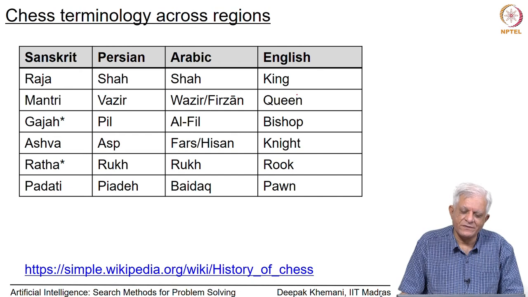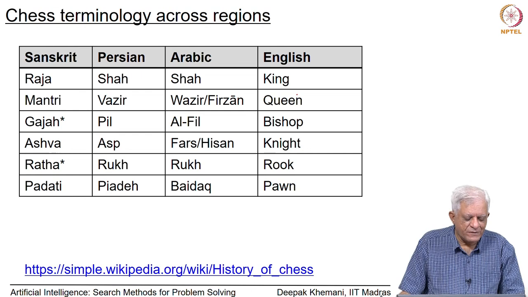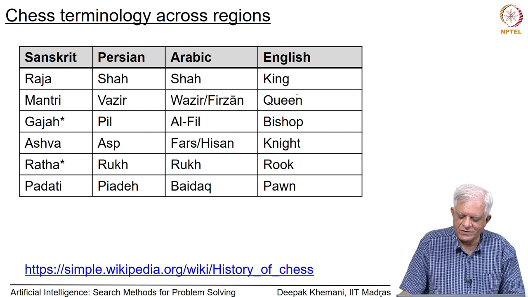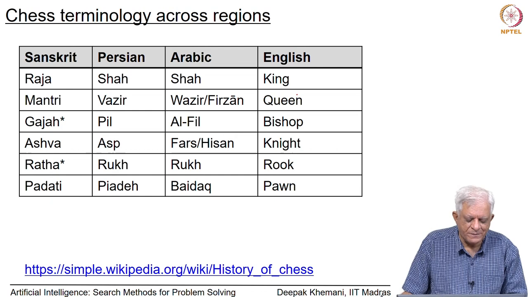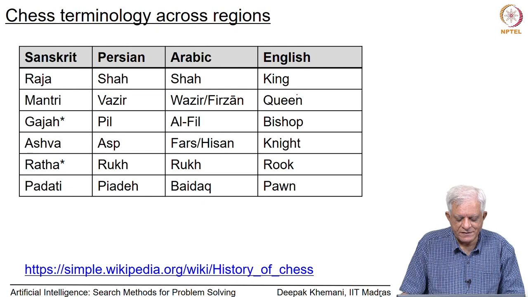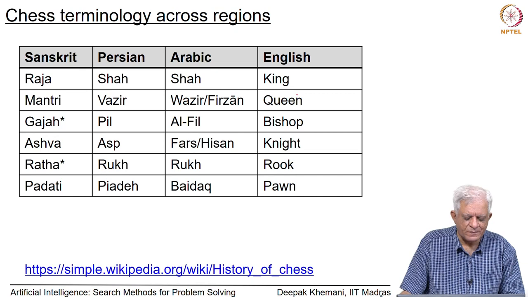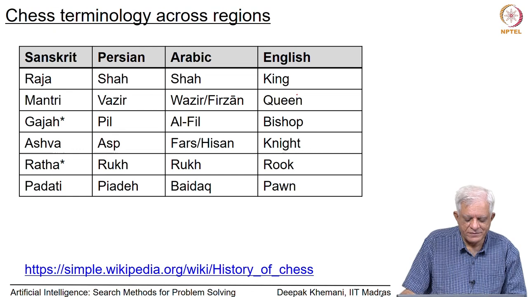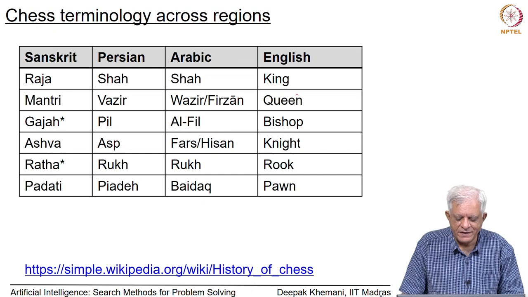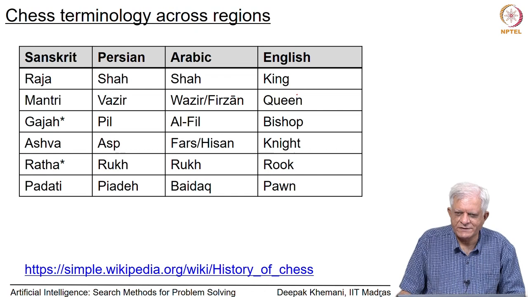On the left hand side you see words derived from Sanskrit, and on the rightmost you see the corresponding words in English, which are used in modern day chess, and in between you can see the words in Persian and Arabic. So, for example, Raja was called Shah in Arabic and Persian, and King in English. Mantri: the Indian original chess was modeled as a war game, and the Mantri was essentially the advisor, and in Persian it was called Wazir, which is another name for Mantri, and Firzan also in Arabic. In the European world, for some reason they moved from advisor to queen, instead of minister it became the queen.